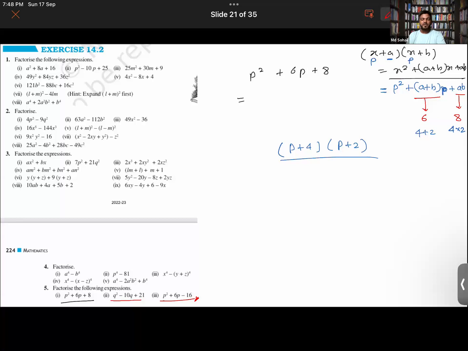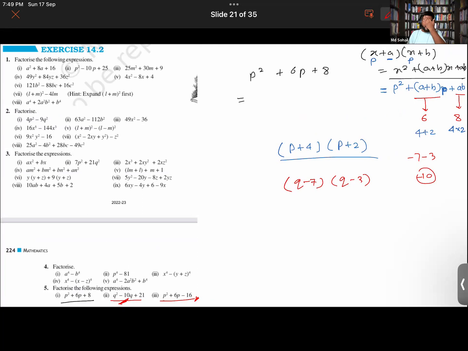Sir, I found the answer. What is the answer? It's q minus 7 multiplied by q minus 3. Let me check that. Well done. That is correct here. Because minus 7 minus 3 gives you minus 10 here, if you can see. And minus 7 multiplied by minus 3 gives you 21.